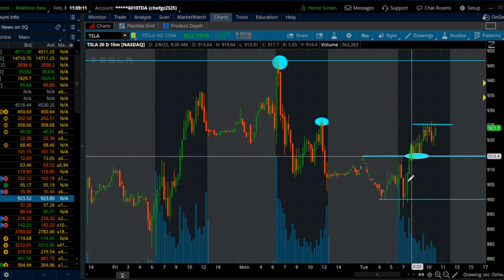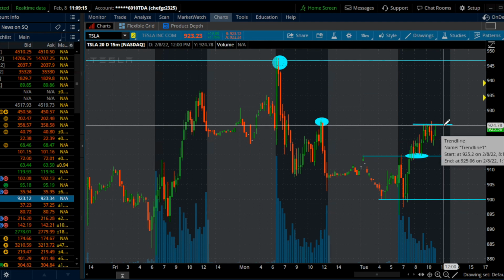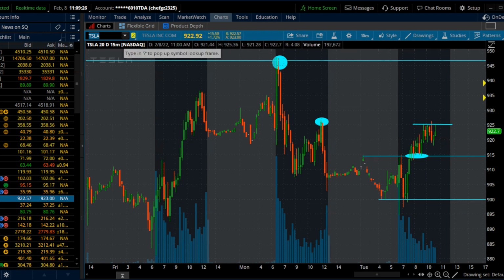The entry point was at this 900, and it's already had a big move, so I don't think it'll go crazy unless this market just goes straight bullish for power hour, and then you get those amazing pops that happen towards the end of the day, right? So that's how you use the pre-market for Tesla.